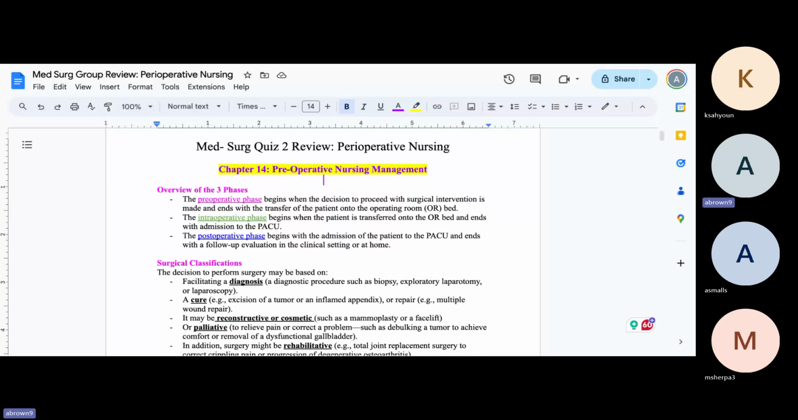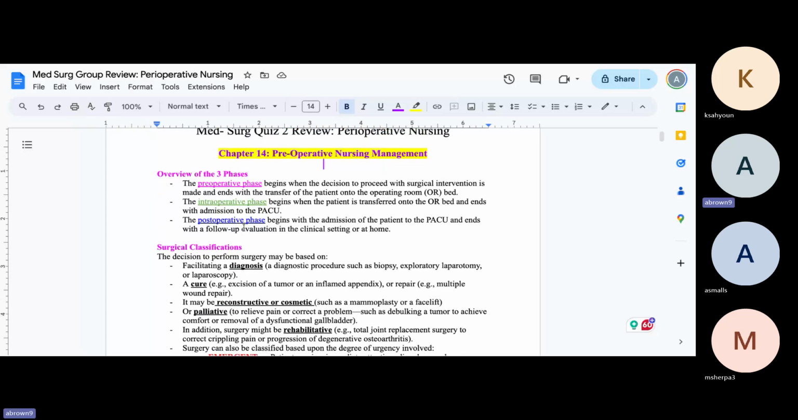The preoperative phase is before surgery. It's when the patient agrees to the surgical intervention, and it ends when the patient is onto the OR bed. The intraoperative phase begins when the patient is on the OR bed and ends with admission to the PACU, which stands for the post-anesthesia care unit. And then the postoperative phase begins with the admission of the patient to the post-anesthesia care unit and ends with a follow-up evaluation in the clinical setting or home.